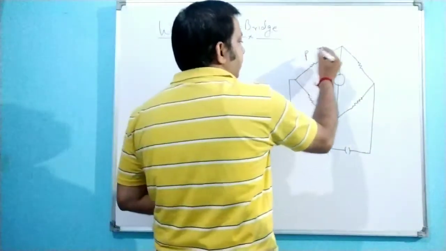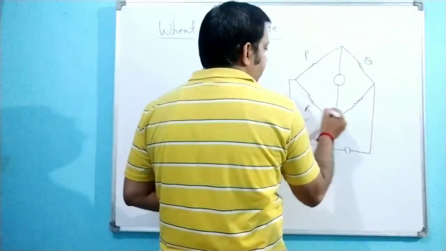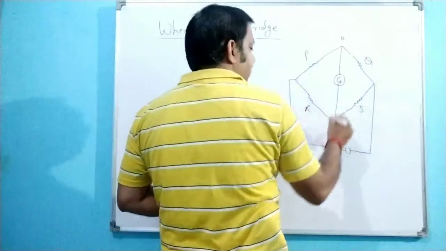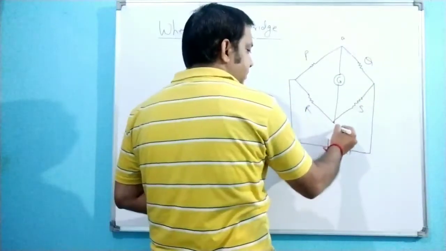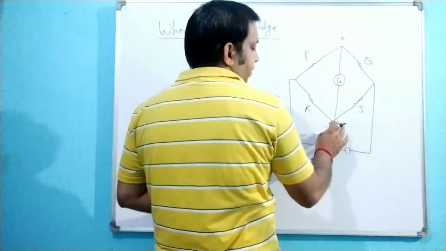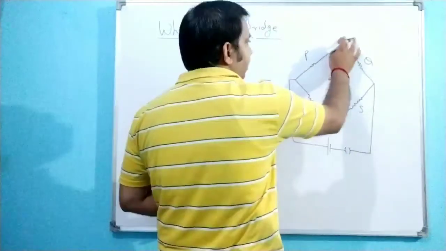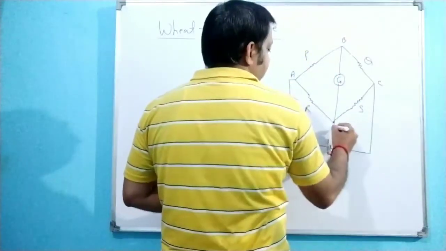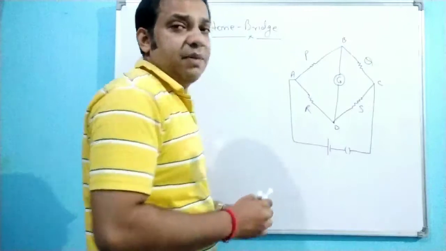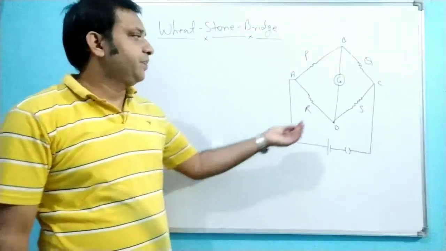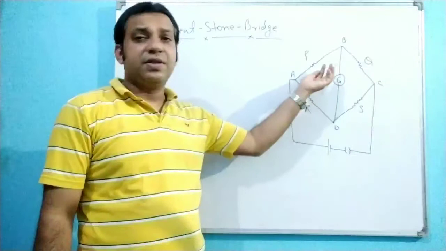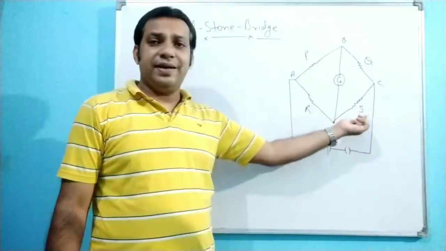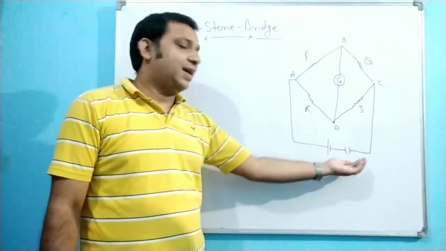C, P, Q, R and S, and this is the galvanometer attached from this point A to B, small a to B. For simplicity, I am giving the names capital A, capital B, capital C and capital D, the names of the nodes. So see the arrangement. This is the arrangement of resistors having the four resistances of magnitude P, Q, R and S, and there is a cell and this is the key.